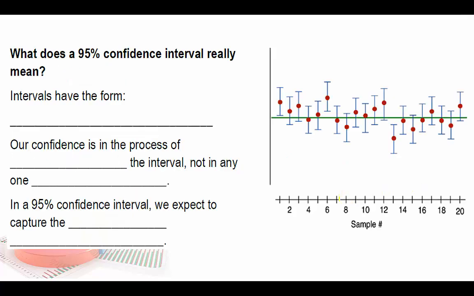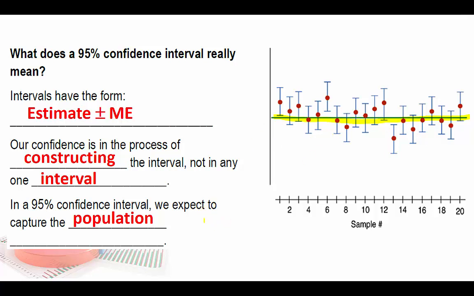So what does a 95% confidence interval really mean? Well, basically, intervals, don't forget, they have the form which is your estimate or your average, plus or minus your margin of error. So you can see there are a bunch of different confidence intervals. Our process is in constructing the interval, not in any actually one interval. You can see some of these intervals, we miss the true average. This green bar right here, which I'll highlight, that represents the average. And it does, not all the intervals contain it. But we're confident that 95% of the time we will capture that guy. So in 95% confidence interval, we expect to capture, in 95% of confidence intervals, we expect to capture the population parameter.